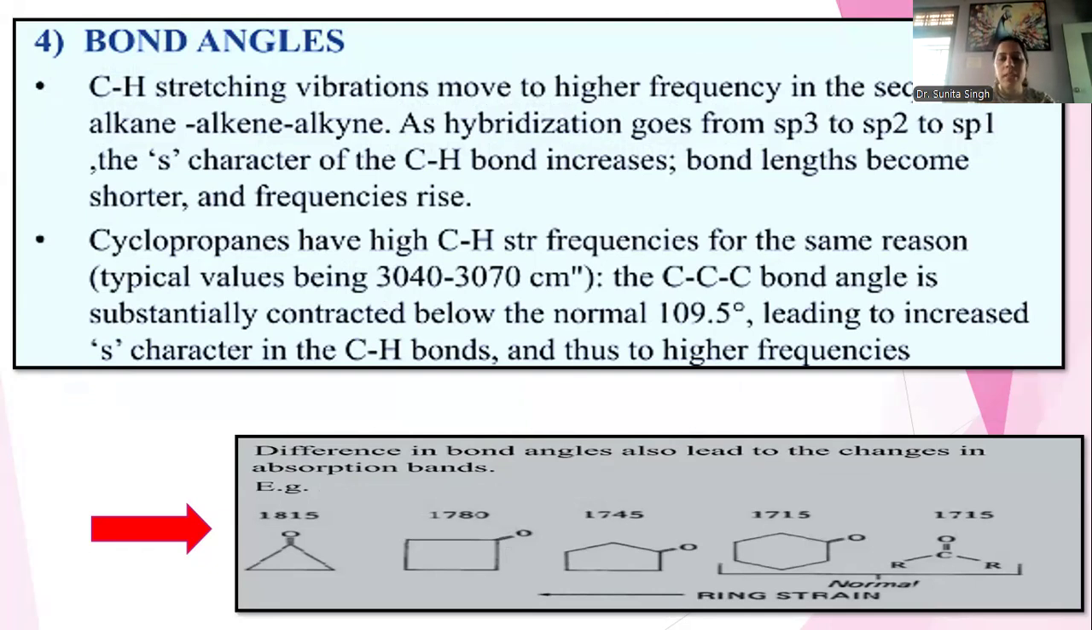In this case, bond angles matter where there is a very strained molecule, like when we have cyclopropanone, cyclobutanone, cyclopentanone, and cyclohexanone. This last one is a normal ketonic group. So we can see that as the strain in the molecule increases, the frequency also increases. Cyclopropanes have high CH stretching frequencies for the same reason, because the bond angle is below the normal 109.5 degrees, which leads to increased S character and thus higher frequency.